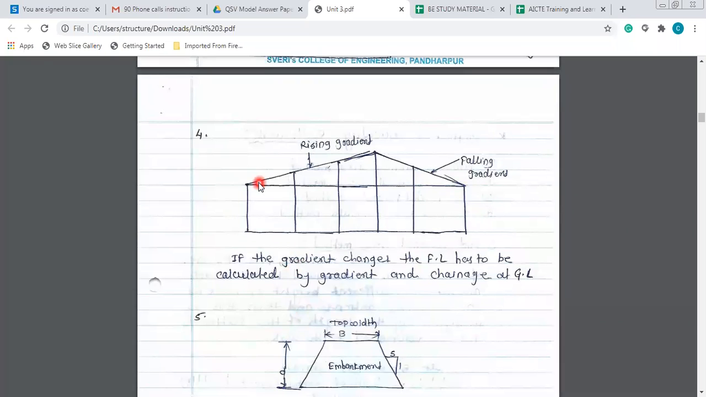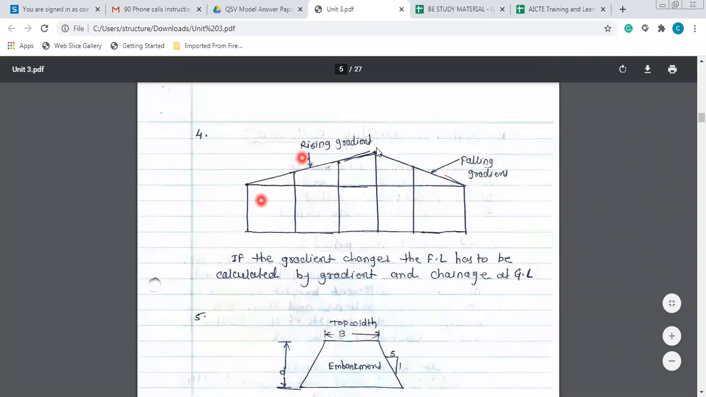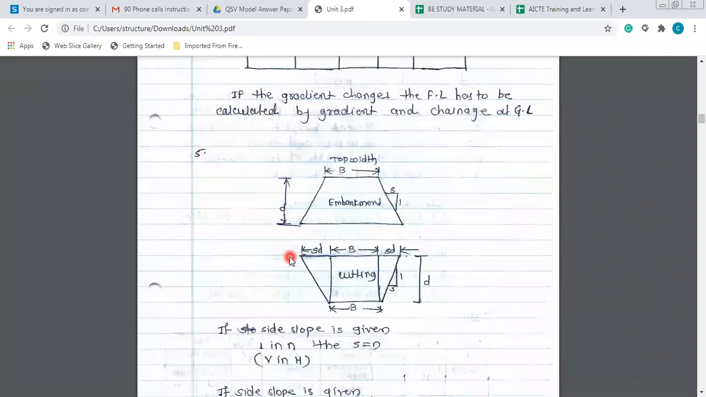Now the next point is rising gradient and falling gradient. I have already mentioned this will be the rising gradient and this will be the falling gradient. And then the section we have also discussed, that is the top width of the embankment. See the section in embankment, see the section in cutting.